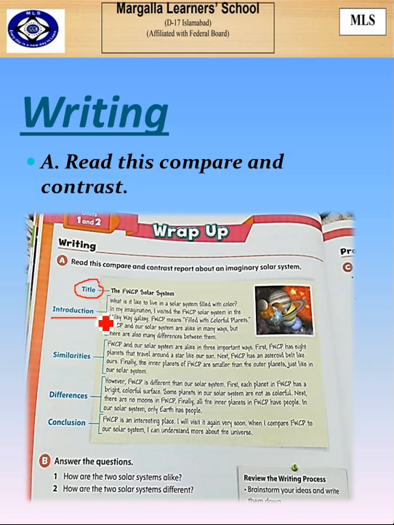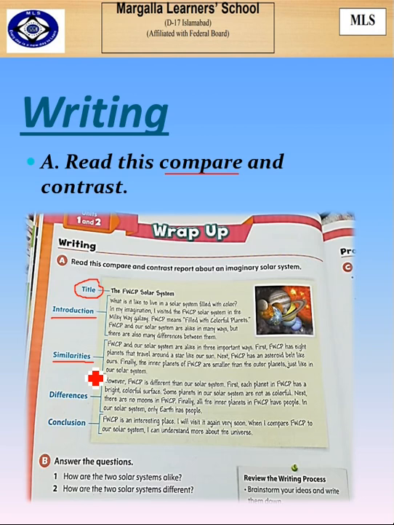Let us read. Why is it like to live in a solar system filled with colors? In my imagination, I visited the FWCP solar system in the Milky Way galaxy. FWCP means filled with colorful planets. FWCP and our solar system are alike in many ways, but there are also many differences between them. Our next heading is about similarities. That is, we are going to talk about the compare in this section.